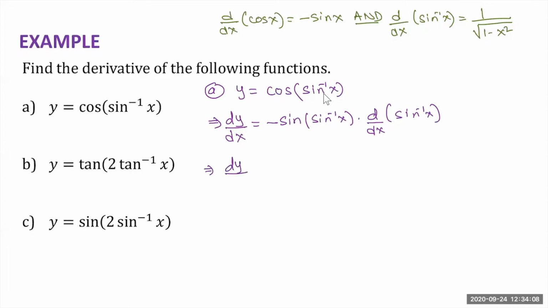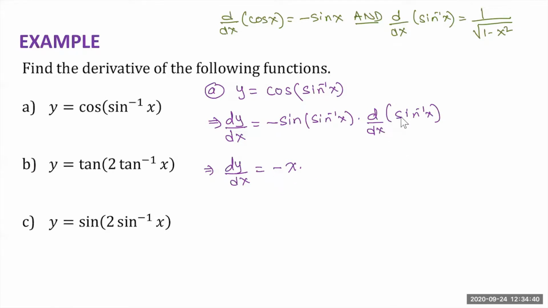This is equal to negative, if you remember from your trigonometry, sine of sine inverse, that is the composition of a function and its inverse. So that means these two will undo each other. Sine and sine inverse will undo each other and you will be left with x only. That's what you know from your trigonometry. Sine of sine inverse x is equal to x, and that negative is still there.